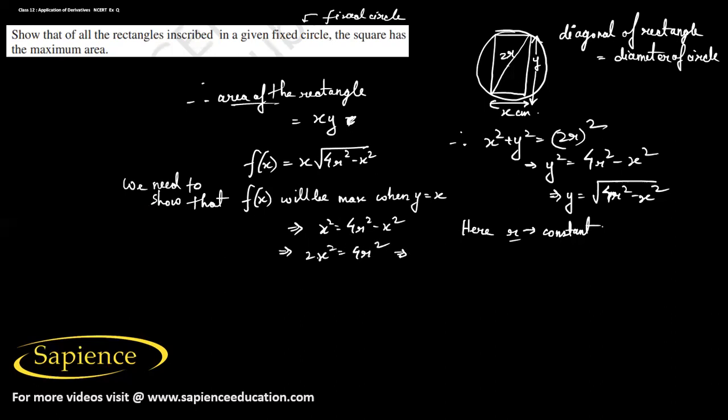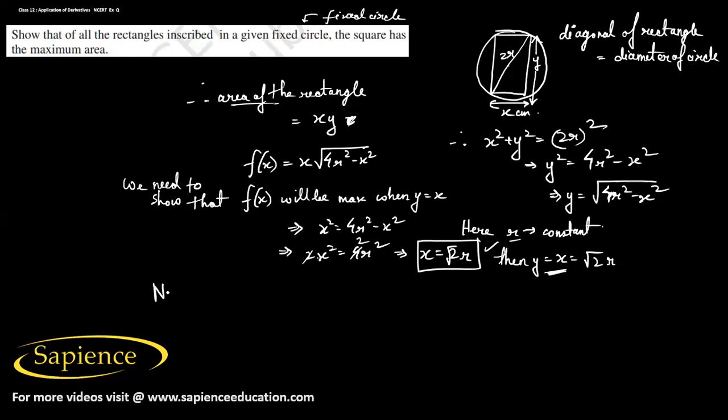So it means that 2 and 4 will cancel. So x should be equal to root 2r. So if x is equal to root 2r, then only y also will be equal to x, which will be equal to root 2r. And then only the area of the rectangle will be maximum. And then the rectangle will be a square. So that we have to prove.